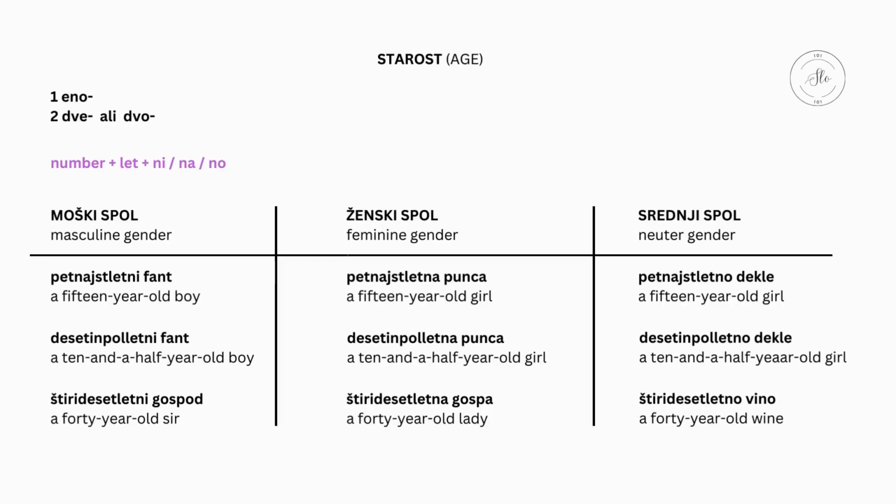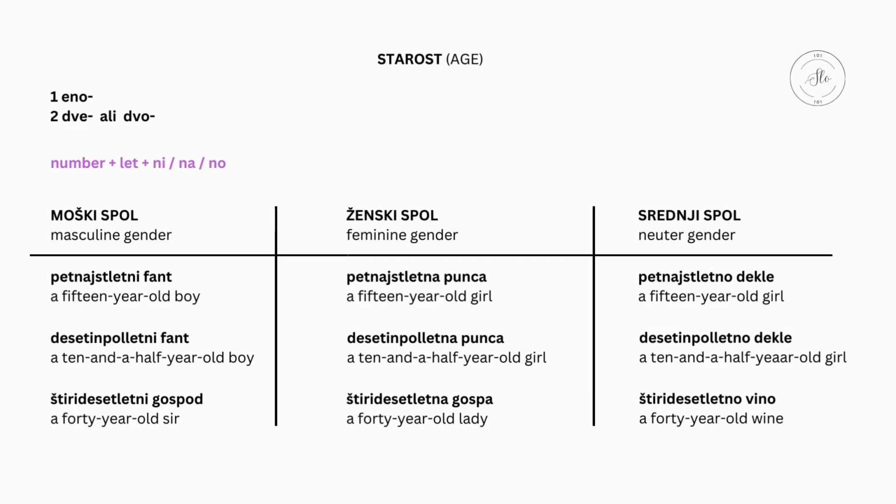Let's look at how we can turn age or duration into adjective. The general logic is that we first put a number, and here we have to mention 2 exceptions. In the case of number 1, ena, we have to say eno. And in the case of number 2, dve, you can say either dve or dvo. In the case of years, after a number we add let and then suffix ni for masculine gender, suffix na for feminine gender, and suffix no for neuter gender.